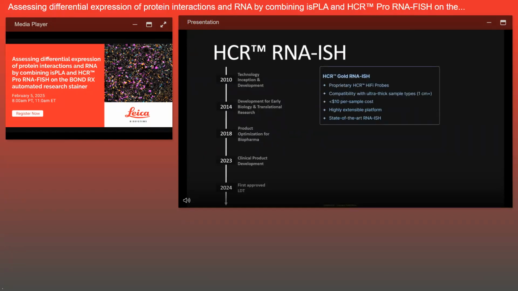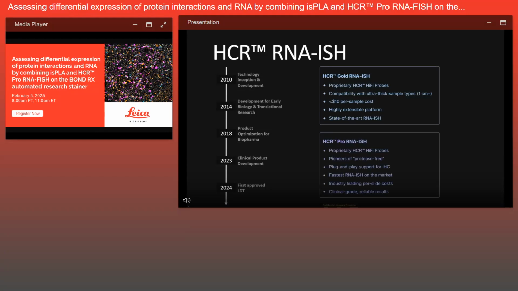So some features of the HCR platform for use with those academic users, they are used with a manual protocol, and they are used under our HCR Gold brand. But we'll be focusing on our HCR Pro line. So these kits are designed for use on autostainers like the Leica Bond RX and offer a number of features for use cases with that system.